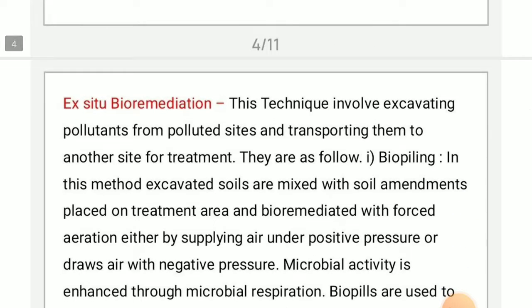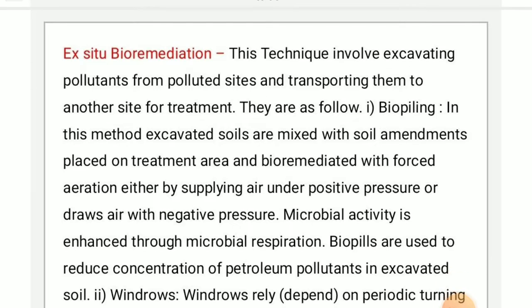Second is ex situ bioremediation. This technique involves excavating the pollutant from the polluted site and transporting it to another site for treatment. This is an expensive method, as in situ bioremediation is less expensive, not costly.